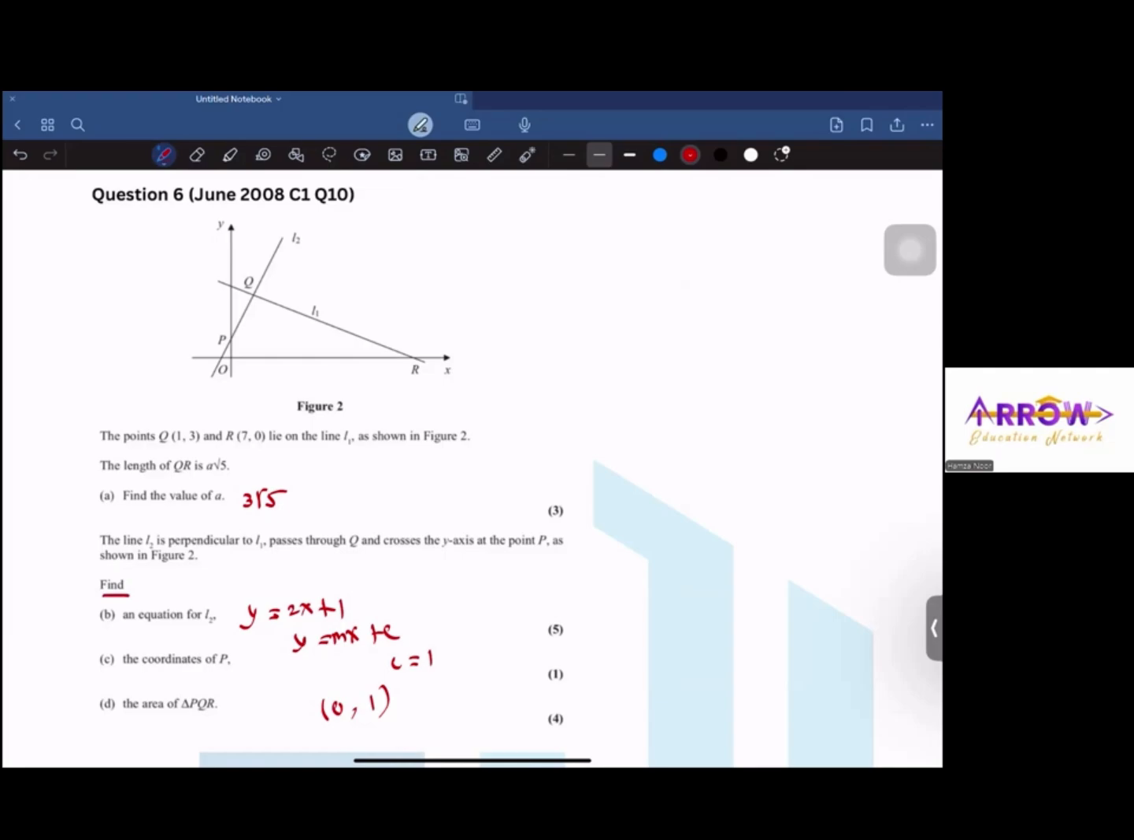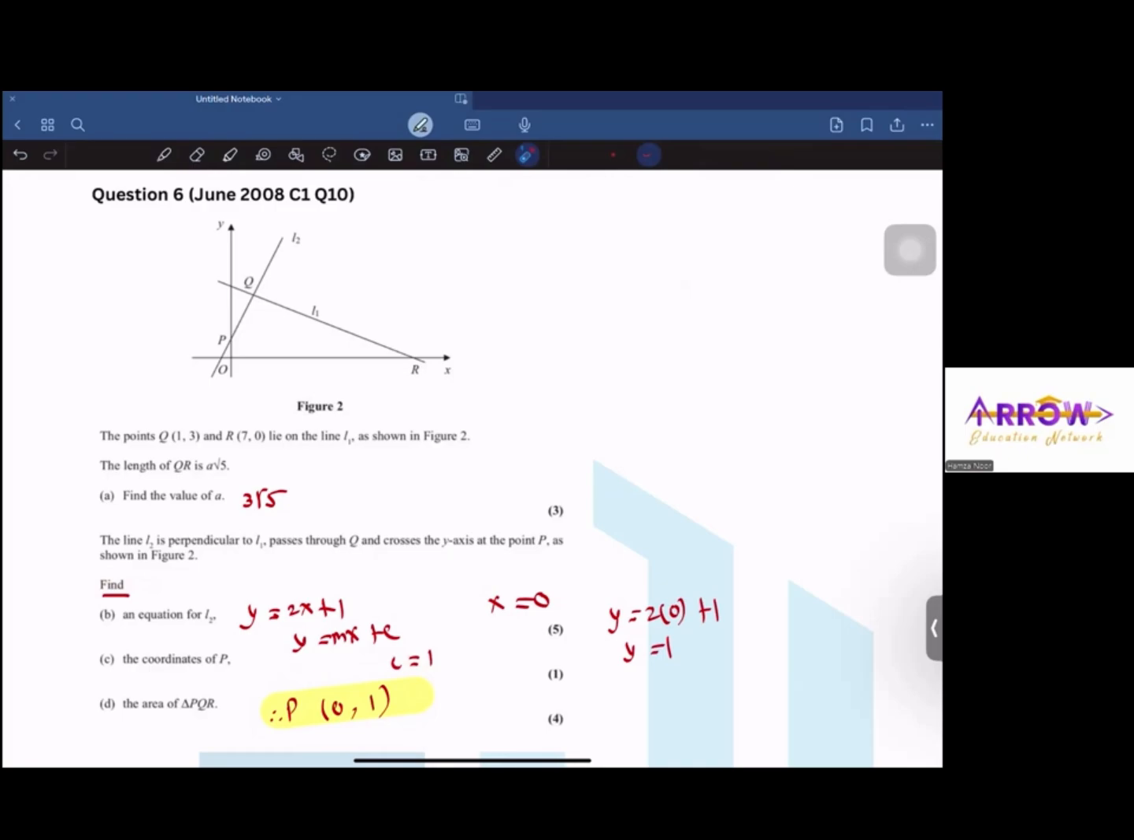So it's better to show a piece of working over here, which is substituting x is equal to 0 into the line L2. So y is equal to 2 times 0 plus 1. So y is equal to 1. Therefore, coordinates of P are 0, comma 1. This is the answer of part C. Otherwise, if the keyword was state, then if you just write your answer, that would also be sufficient.